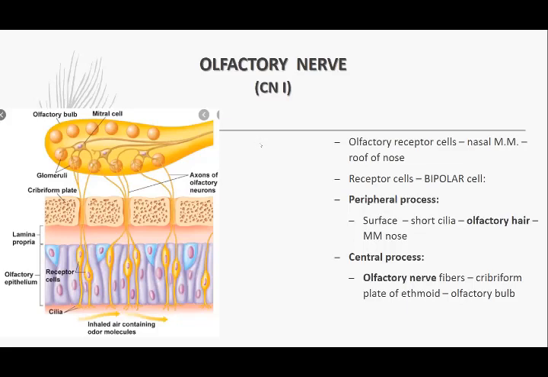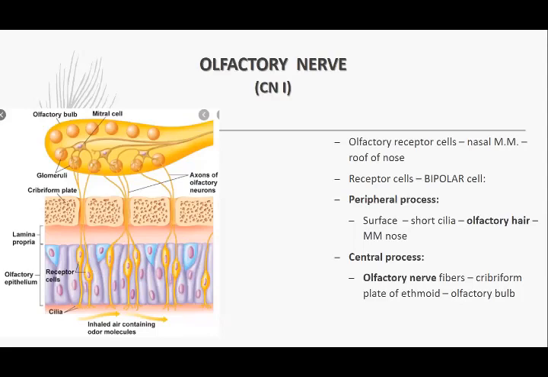First cranial nerve, also called the olfactory nerve. It starts from the olfactory receptor cells. This is the cribriform plate of the ethmoid. It is called cribriform plate because it has holes in it. Okay? And cribriform plate is lined by mucous membrane. And lined olfactory receptor cells. They are bipolar cells.